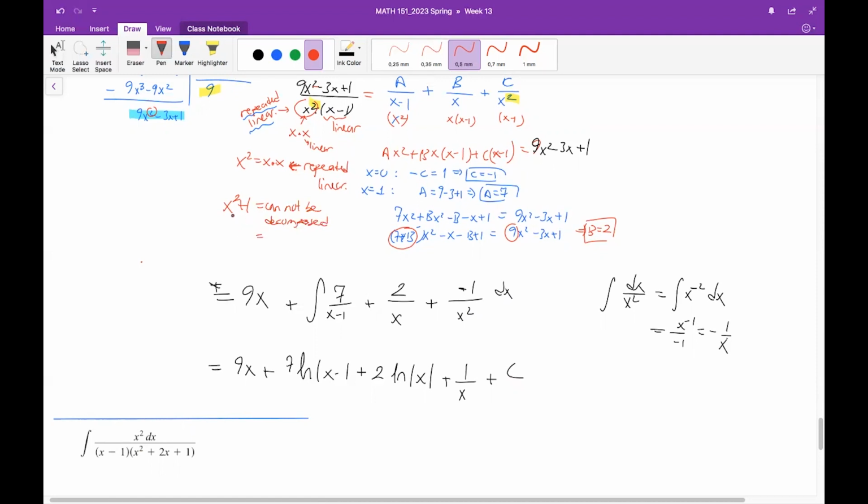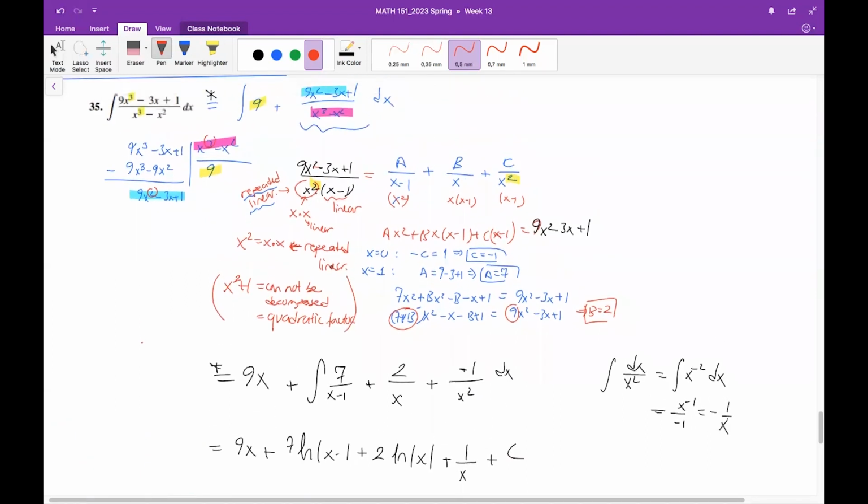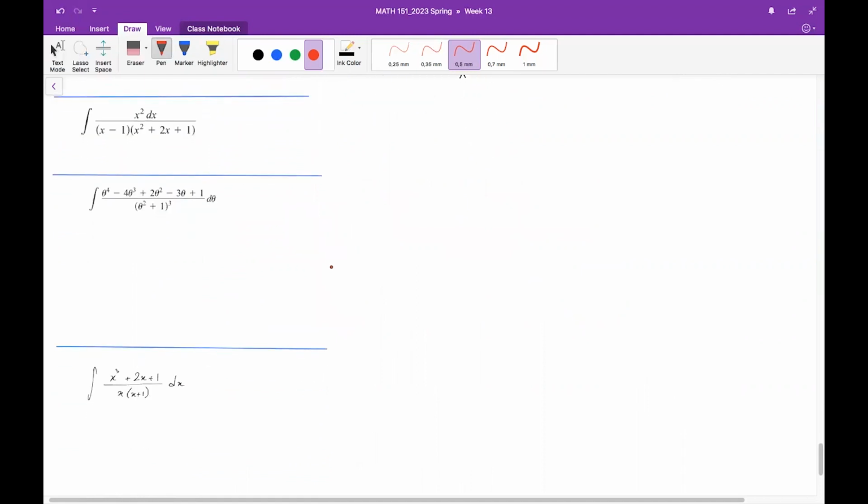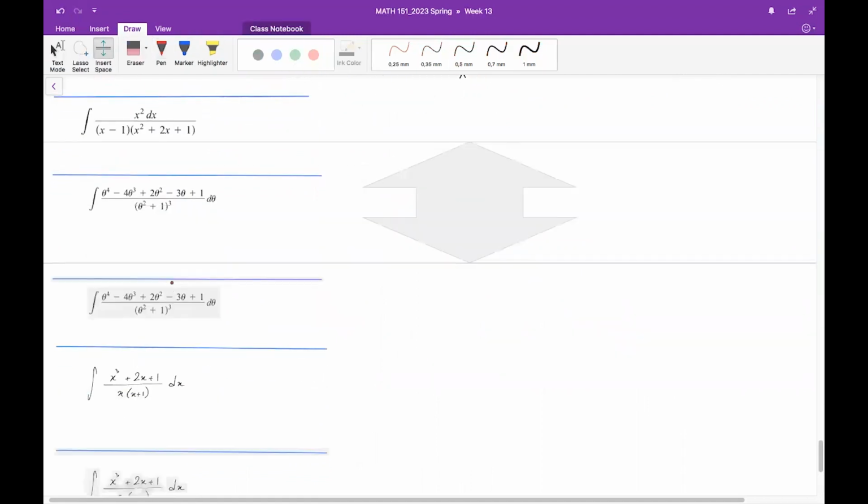That's why we need to call it a quadratic factor, because you cannot decompose it into linear factors anymore. Only then can you call it a quadratic factor. So this is the difference between x squared and x squared plus 1. I just want to show that detail to you. Okay, that's your solution. Any questions? If not, let's move on. Look at the next example, please.